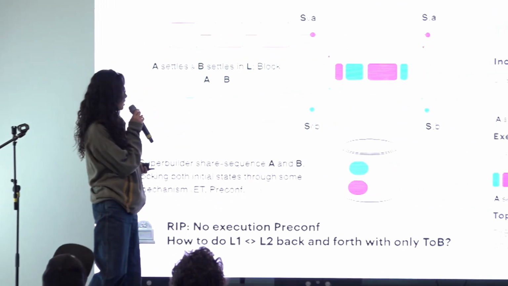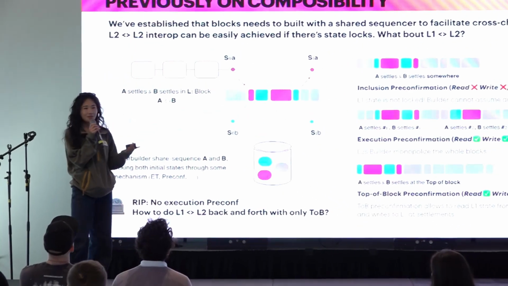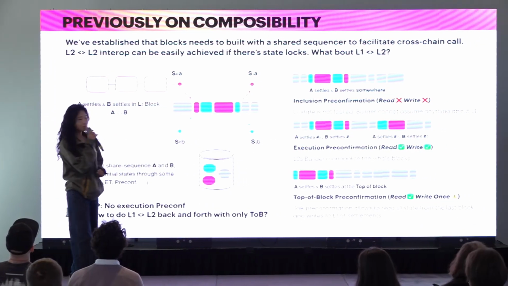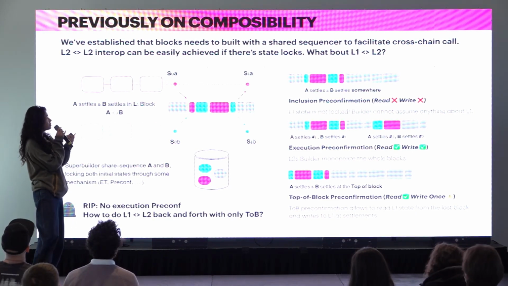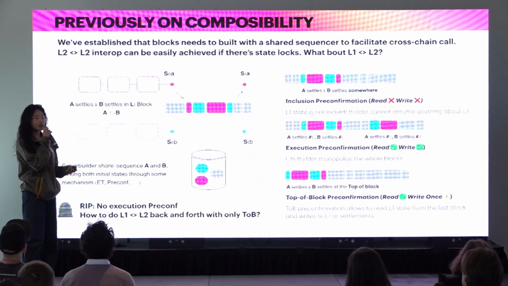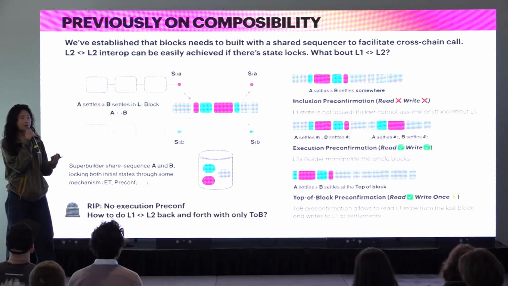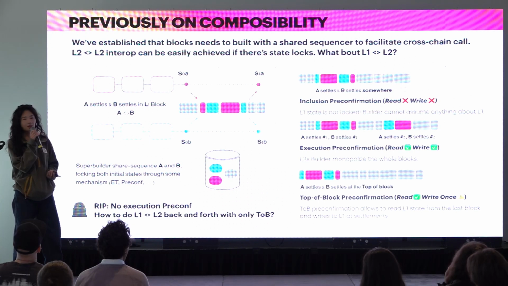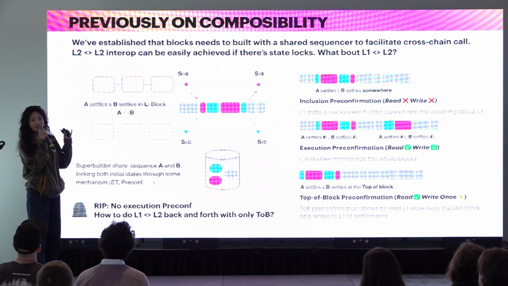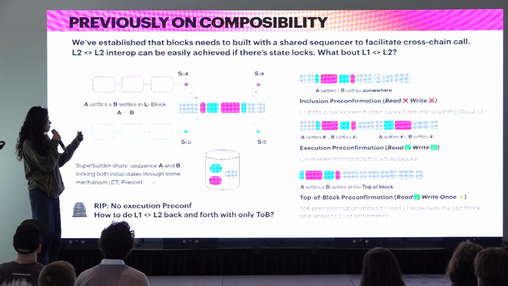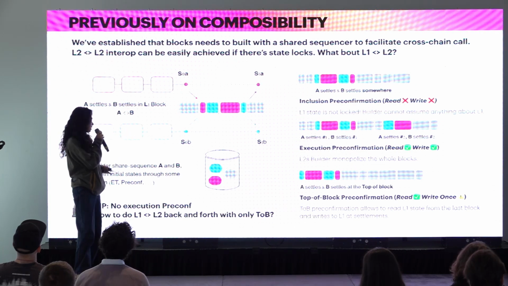Right, so just a little bit of context. Last time I was on Composability Day, I gave a talk about composability, like how we lock the state on L1 and L2 to make sure that the blocks are built. So the context is that a block needs to be built with a shared sequencer that facilitates cross-chain calls. L2 to L2 interoperability can be easily established if two chains are being sequenced in one shared sequencer, and the states are being locked with some shared sequencing protocol. So if we have two chains over here, as long as we obtain the state lock of both of the chains through some protocol, and we build them in a super builder underneath, then as we build this block, these two chains can easily interop with each other, right?